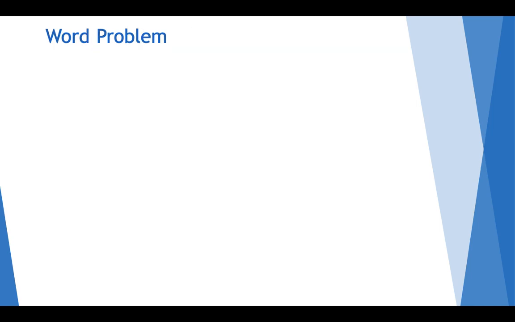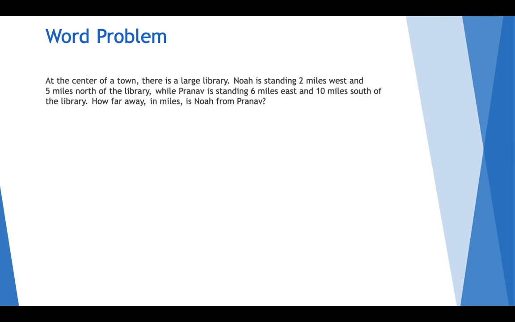Okay, perfect. So let's have a word problem now. At the center of a town, there's a large library. Noah is standing 2 miles west and 5 miles north of the library, while Pranav is standing 6 miles east and 10 miles south of the library. How far in miles is Noah from Pranav?